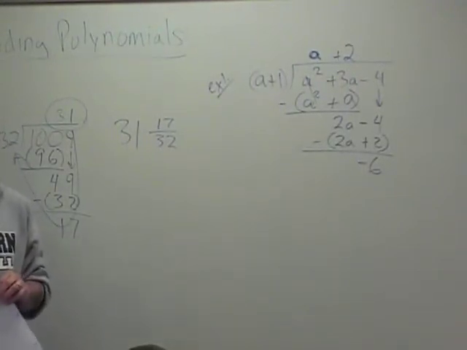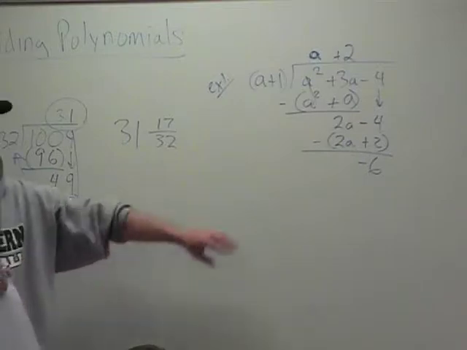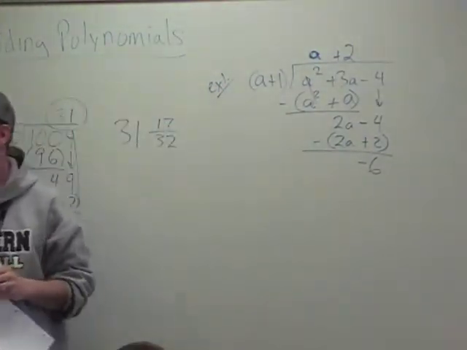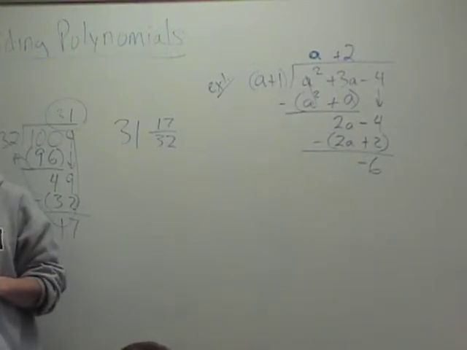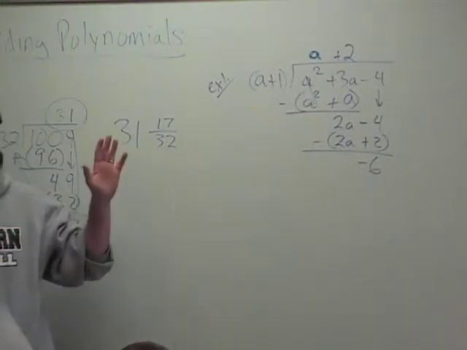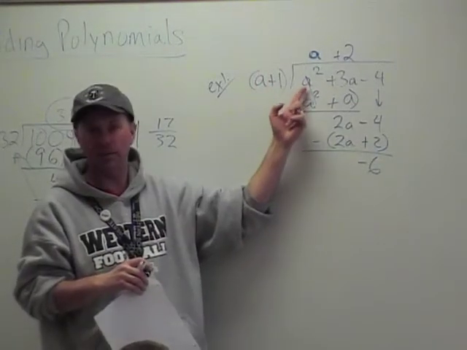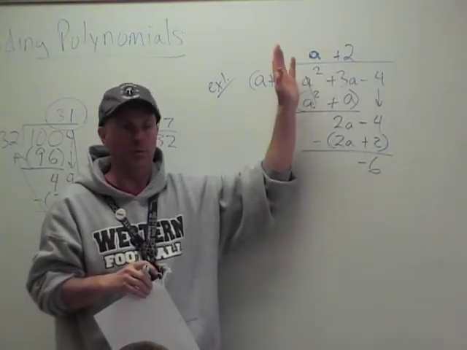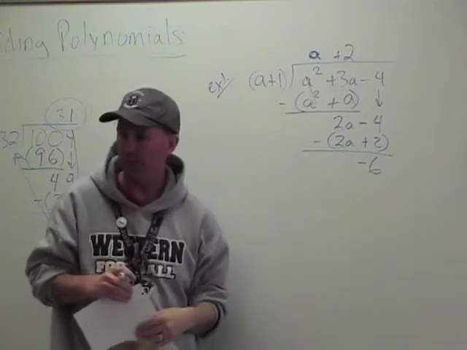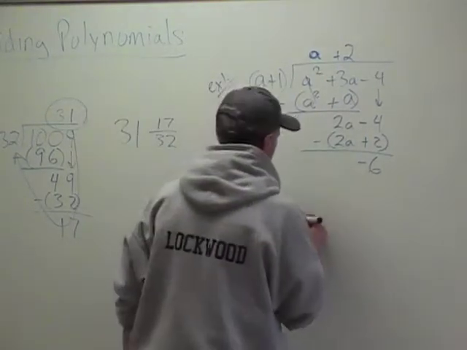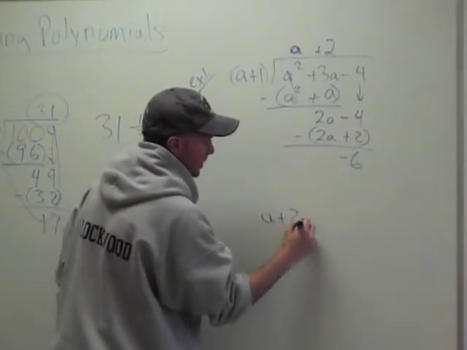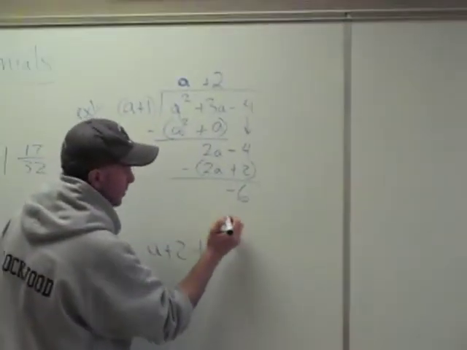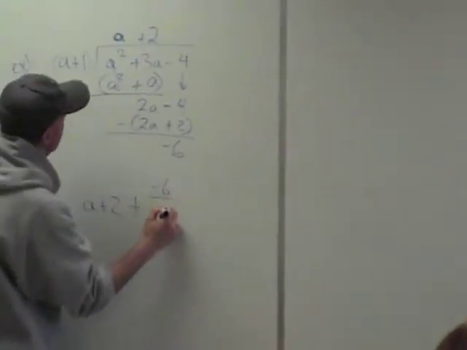Okay, now, this up here really should be moved over 1. Just because you should probably keep it above the same positions. Yeah, this was what you were putting into this position. Okay? I'm just telling you to shove it over. All right, so the answer then is a plus 2 with a remainder of -6 over a plus 1.